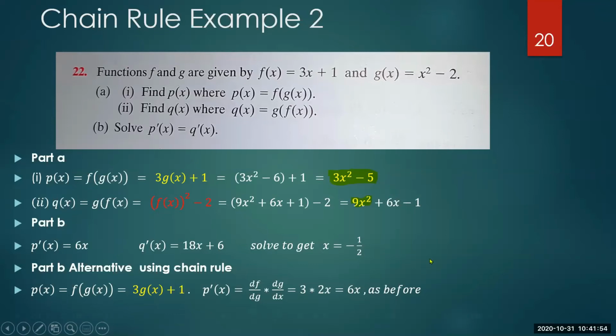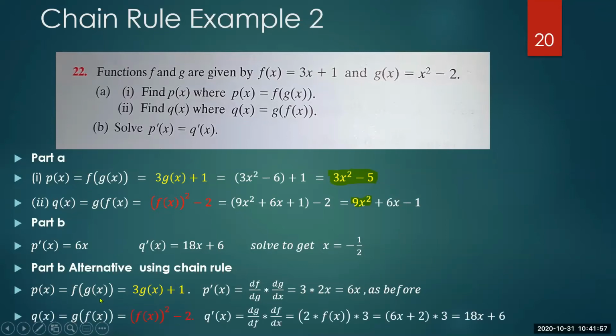And the second piece then, q of x equal to g of f of x, which is equal to f of x squared minus 2. We can just say q dash of x is equal to dg/df times df/dx. That becomes 2 of f of x multiplied by 3. That becomes 6 times (3x plus 1) all multiplied by 3, and that becomes 18x plus 6. So we're getting the same result. I think using the chain rule for this is neater than doing it the first way. I think it's interesting to be able to compare the two ways of doing it.